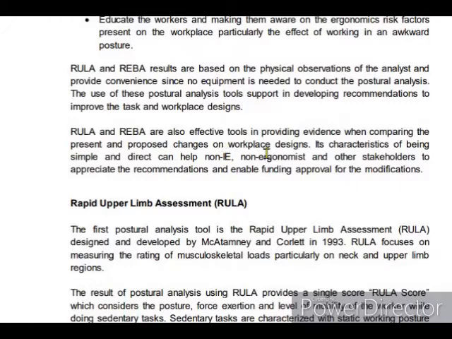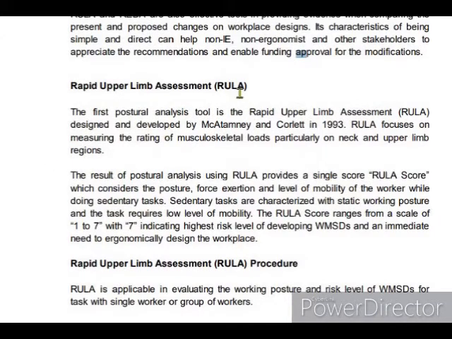Are also effective tools in providing evidence when comparing the present and proposed changes in workplace designs. So, yung mga changes kasi na iyon, mainam yun na ma-compare natin. So, its characteristics of being simple and direct can help non-IE, non-ergonomists, and other stakeholders to appreciate the recommendations and enable funding approval for the modification. So, ito naman yung kagandahan nitong RULA and REBA, kasi kahit hindi sila engineer o industrial engineer, maintindihan nila yon, okay? Kahit wala silang concept ng ergonomics, okay? So, madali siyang intindihin. So, ito na yung RULA.